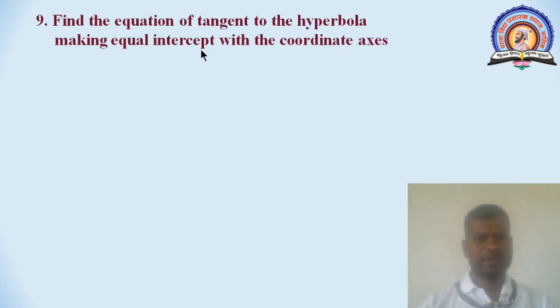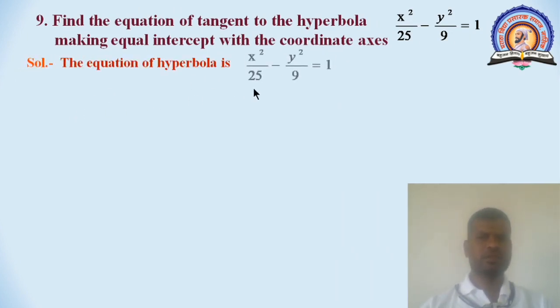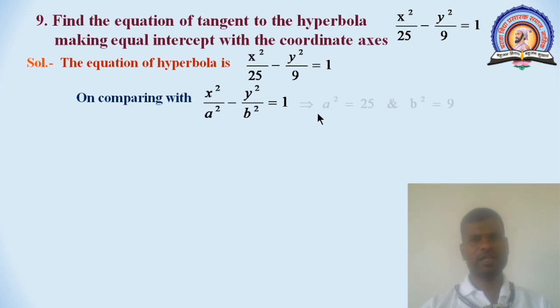The tangent line makes an equal intercept with the coordinate axis. The equation of the hyperbola is given as x square upon 25 minus y square upon 9 is equal to 1. We have to find the tangent to this hyperbola which makes an equal intercept with the coordinate axis. On comparing with the standard equation of the hyperbola, we get a square is equal to 25 and b square is equal to 9.